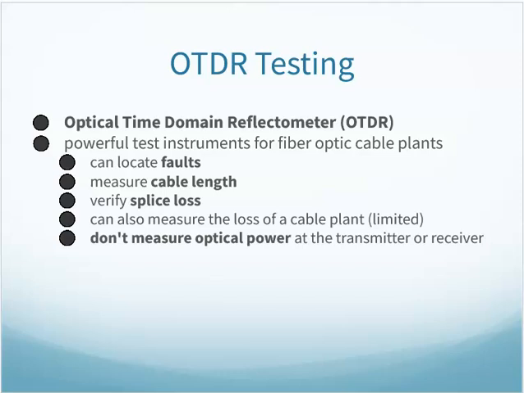OTDR testing, optical time domain reflectometer. We do not have one of these, but we will talk about and do some looking at the output of an OTDR to get a feel for the kinds of things I would see. An OTDR is usually used on outside cable plants, so we're talking usually kilometers and many kilometers of cable length. It can locate faults, measure cable length, verify your splice loss is allowable, and measure loss of a cable plant. That is necessary for some of the other measures, so it can give you an estimate. But it doesn't measure optical power.